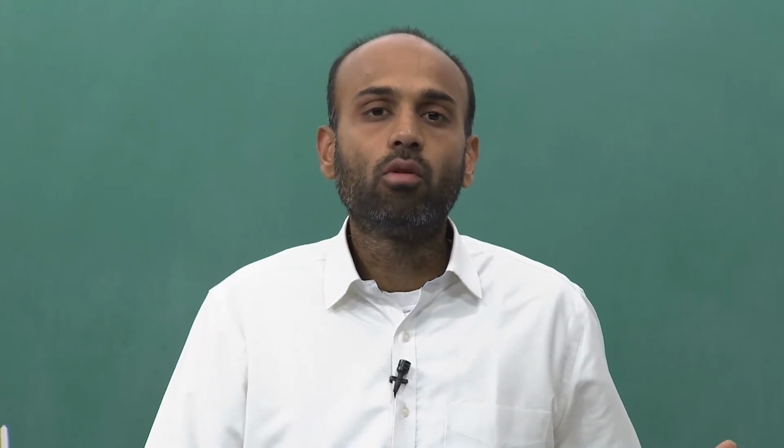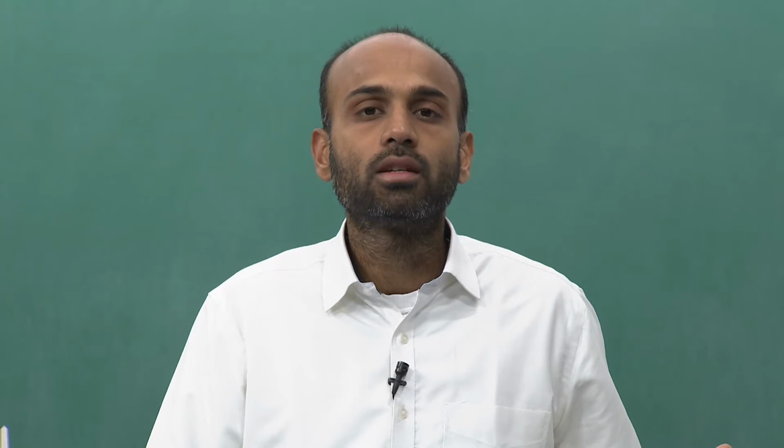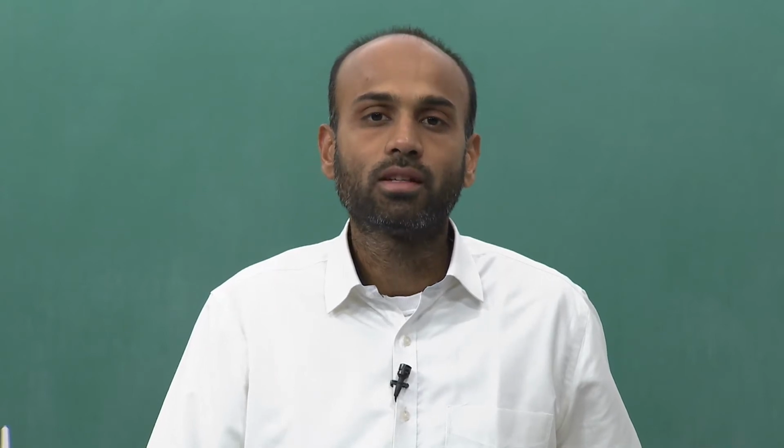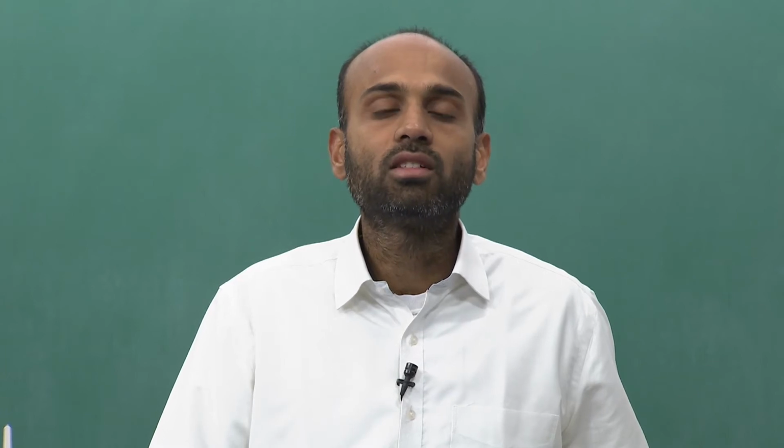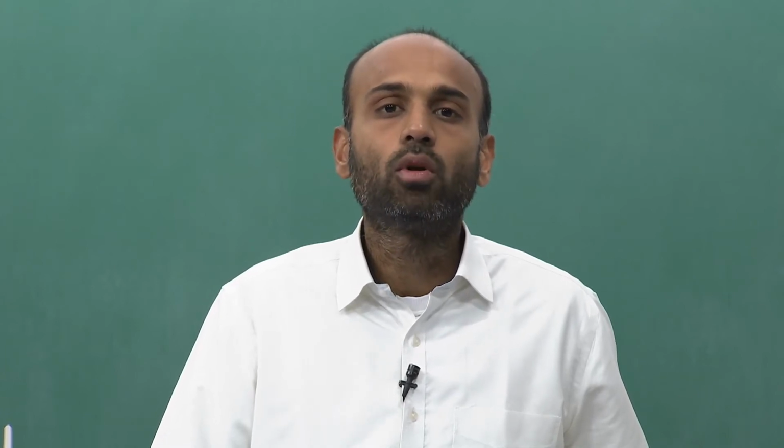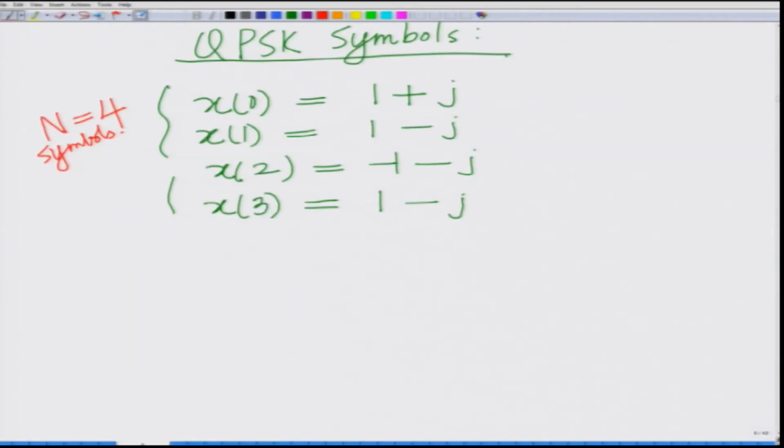Remember, QPSK is a constellation in which there are 4 symbols: 1 plus j, 1 minus j, minus 1 plus j, minus 1 minus j. This is the QPSK digital constellation with 4 symbols, and we are also considering an FDE system with N equal to 4. There are no subcarriers really speaking in an FDE system, so you can think of it as a system in which the block size is capital N equal to 4.